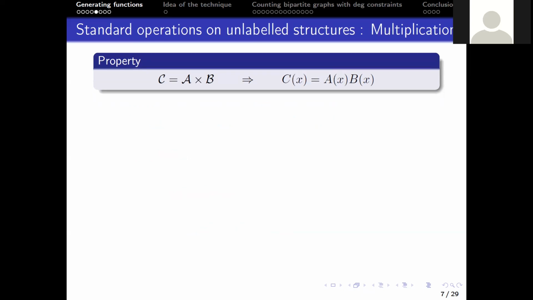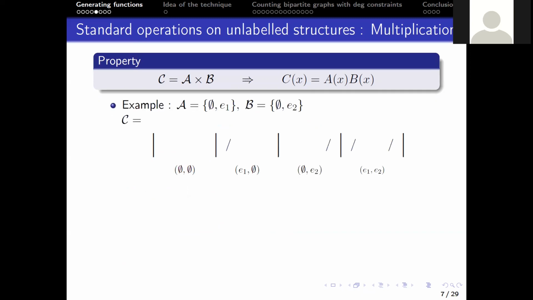Okay, then we have a similar formula for multiplication. So if C is the product of A and B, then the generating function is going to be the product too. And again, let's consider an example. So we have A that is either nothing or an edge, and B, either nothing or an edge. So you can see that here we have copies. I didn't put 1 and 2 here because it's weird to do that, but they are just copies. And then C is this set right here.